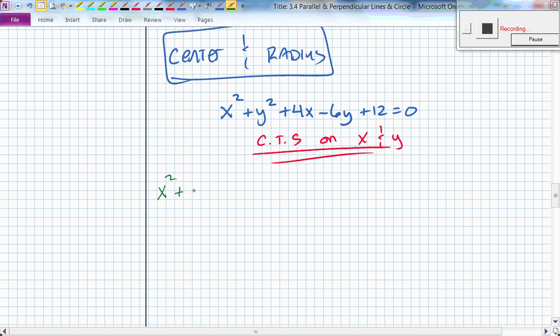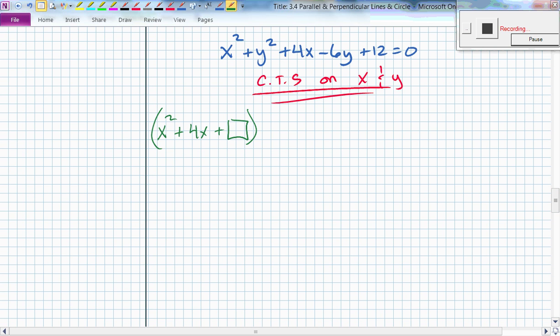X squared plus 4x plus magic number. Now notice I'm grouping all of my x values together. I'm going to group the y values together. Y squared minus 6y plus the magic number equals, now I'm going to move my constant term to the right hand side. That's going to give me a negative 12 plus the first magic number plus the second magic number. This is awesome. We are completing the square on both variables in one line of algebra. That is actually pretty awesome. I'll let that sink in.